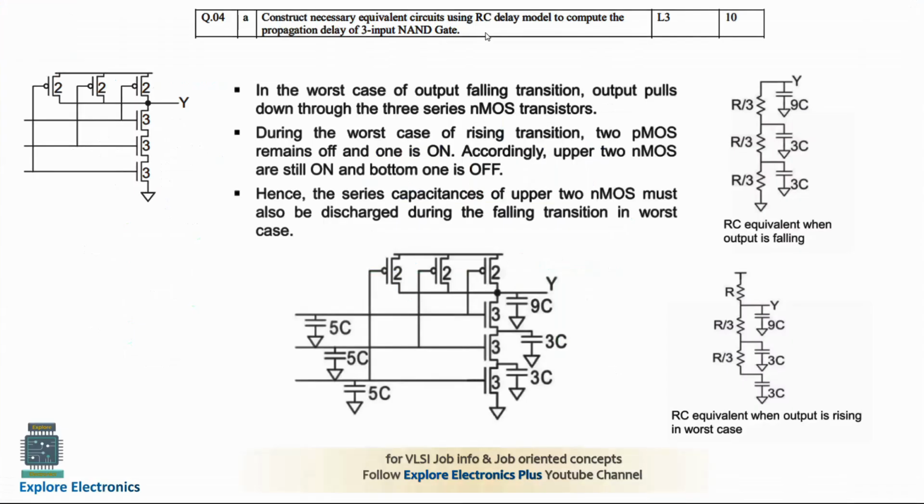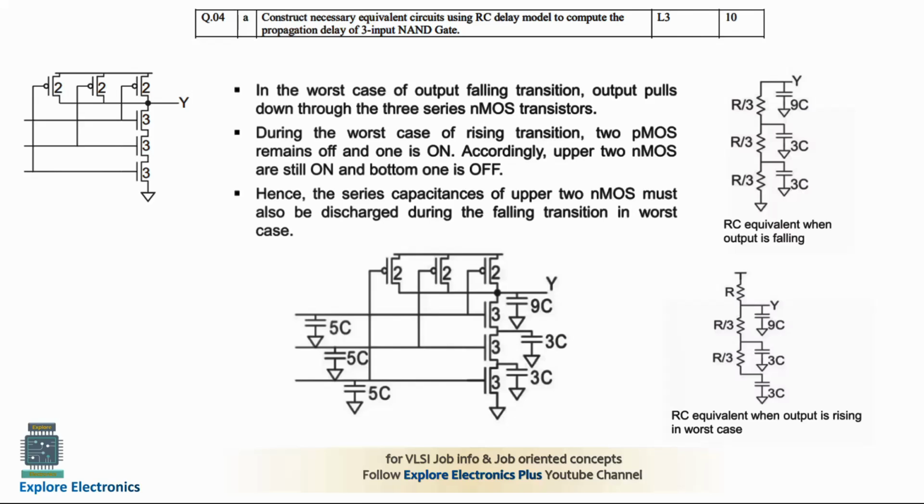Now the next question is, construct necessary equivalent circuits using RC delay model to compute the propagation delay of 3 input NAND gate. 3 input NAND gate structure you need to write first. So for the 3 input NAND gate, you need to write the capacitance and resistance parameters. So by taking the worst case output falling transition, and output pull down through the 3 series NMOS transistors. The 3 transistors are connected in series in the pull down network.